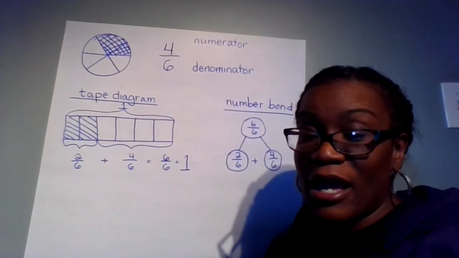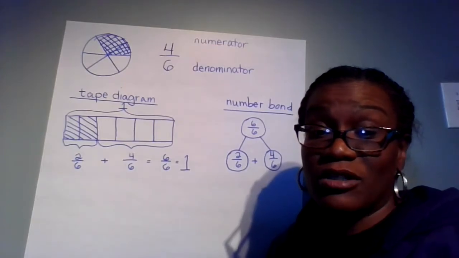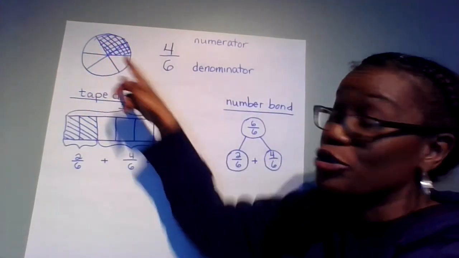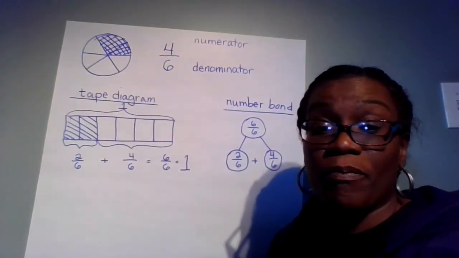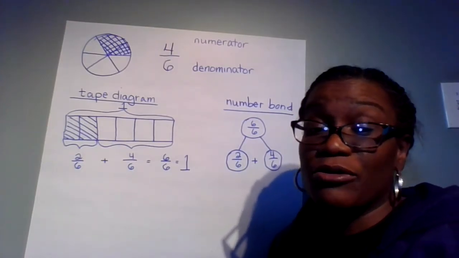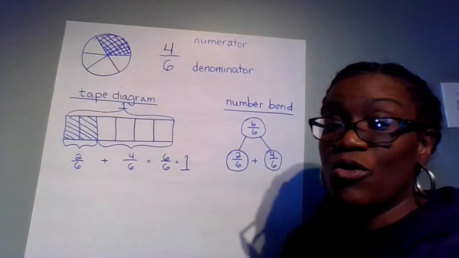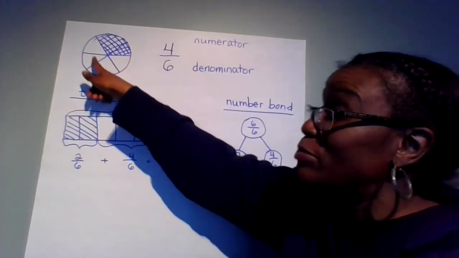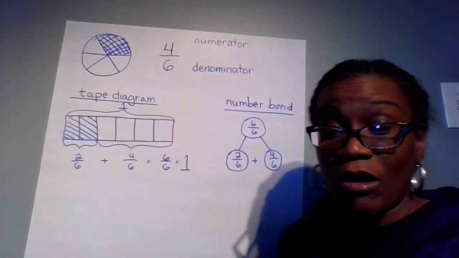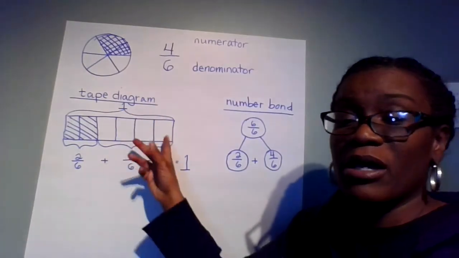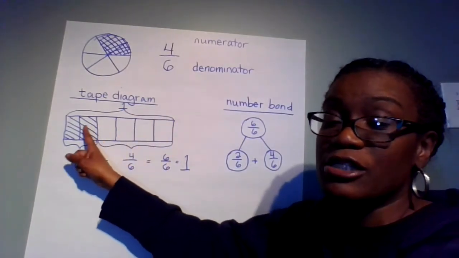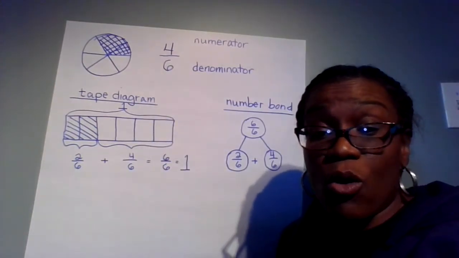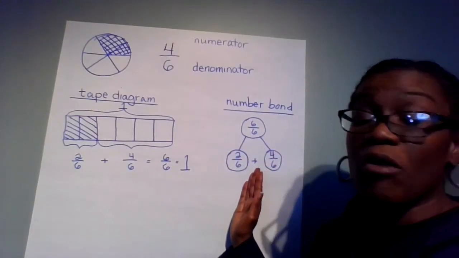What does the denominator tell you in a fraction? The denominator tells you how many parts you have in that whole. And then what does the numerator tell you? The numerator can tell you either how many pieces are missing or how many pieces are left. What is a tape diagram? A tape diagram is nothing more than just a rectangular drawing of your fraction or your equation. And the same for a number bond.